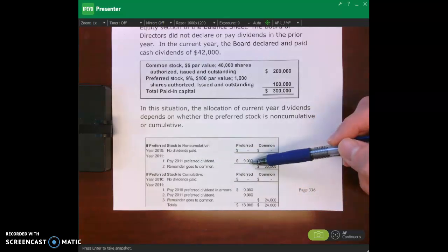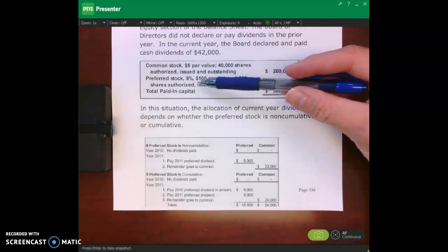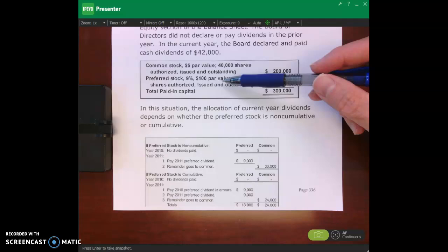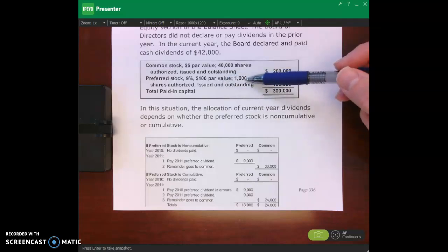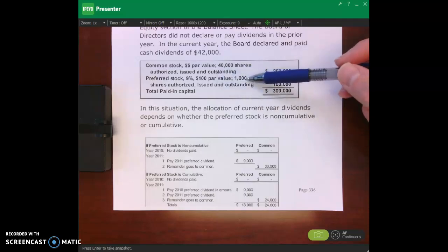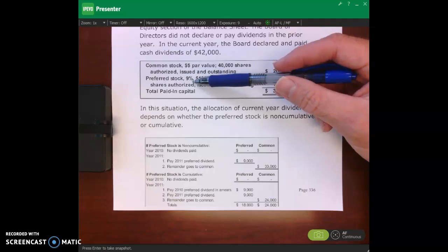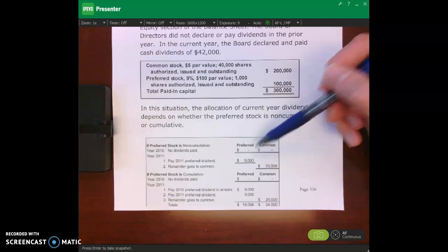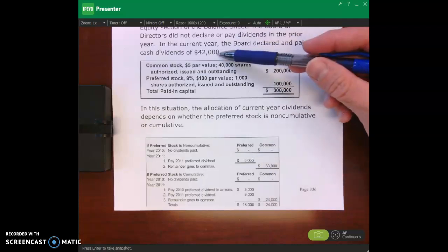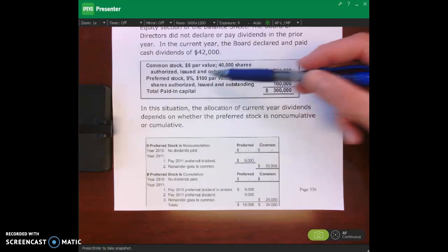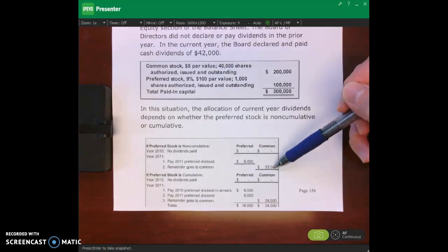Now, how did I get $9,000 right over here? It's the 9% of the total par value. Okay? The total par value, the 100 times the 1,000 right over there, gives us the total par value, so I take my 100 times my 1,000 times 0.09, which is my stated dividend rate. That gives me my 9,000 right there. So I'm declaring $42,000 total, so I have to pay $9,000 to preferred based upon their stated dividend rate. Anything that's left over goes to common.